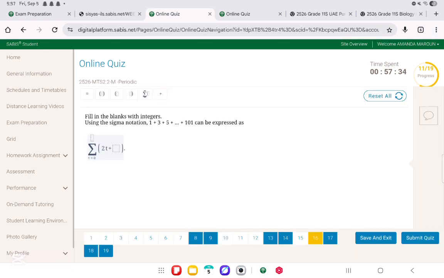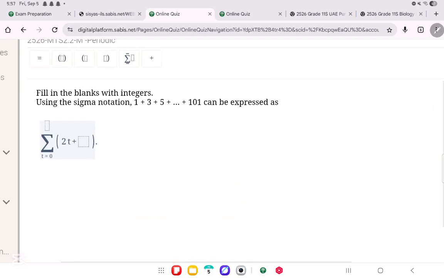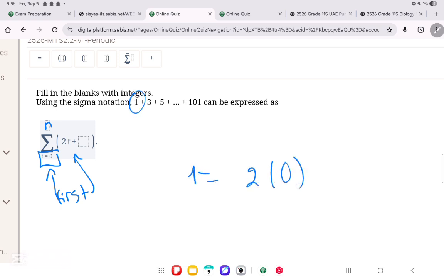We'll move on to 16. Okay, I love this question. It's very nice. It's very fun. Using the sigma notation, 1 plus 3 plus 5 all the way to 101 can be expressed as. So, look, we have a number n over here. We have the initial number, the first number that we will substitute in t. So, 1 is equal to 2 times 0, the first number we'll substitute in t, plus, let's call this x. Anything times 0 is 0. So you will get that x is 1.